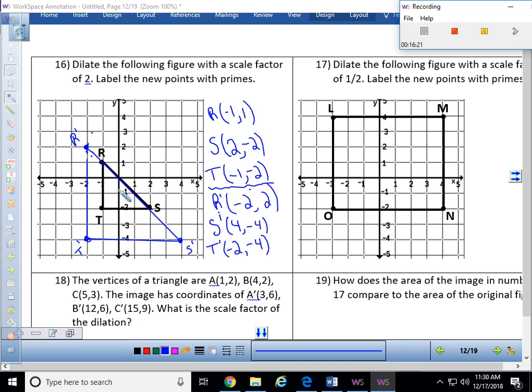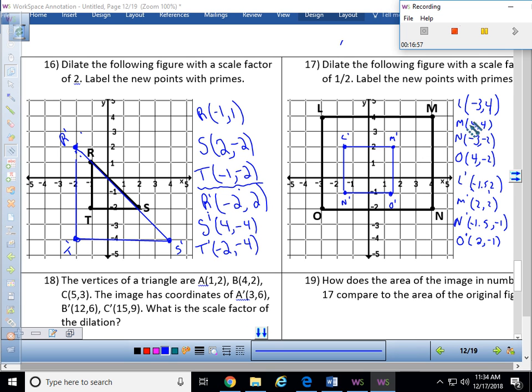Okay, so for dilations, they're really pretty easy, especially if you write down the coordinates. So what I did is I wrote down the coordinates of R, which is -1, 1, and S, which was 2, -2, and T, which is -1, -2, and then you just multiply by the scale factor. So all of this stuff just got multiplied by 2, because I had a scale factor of 2, and then I graphed it. So that's all you have to do.